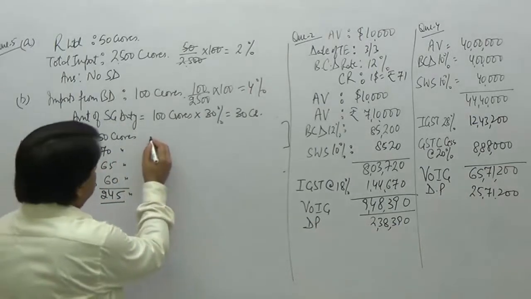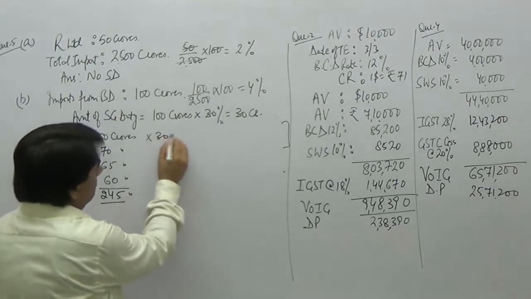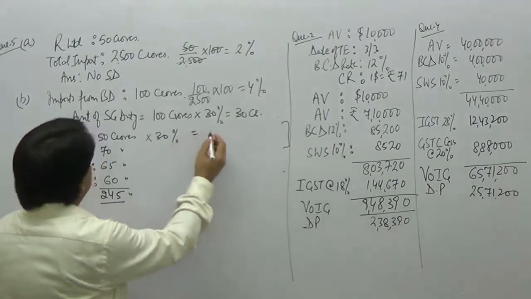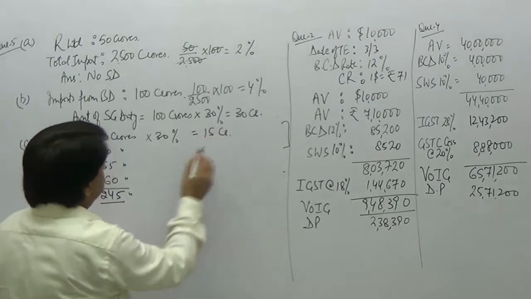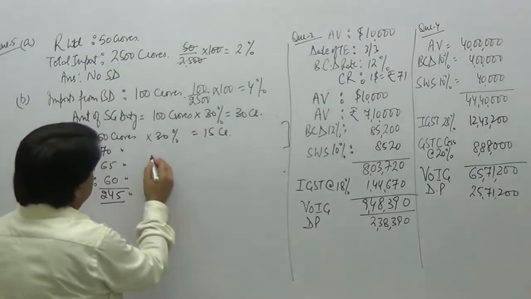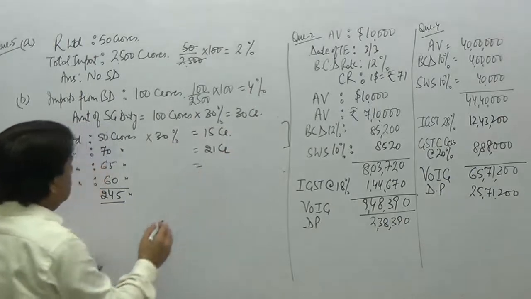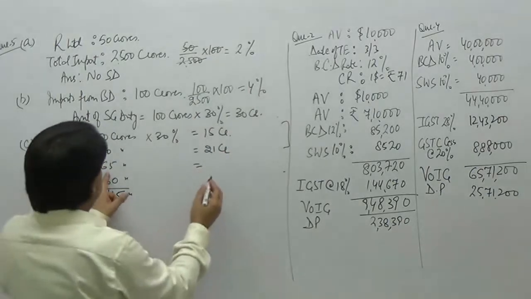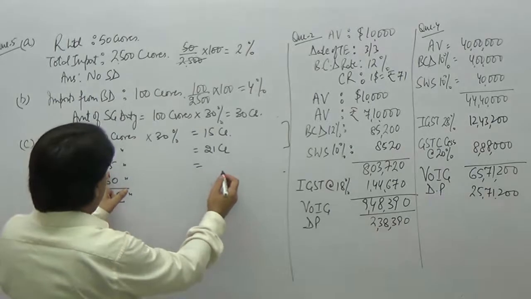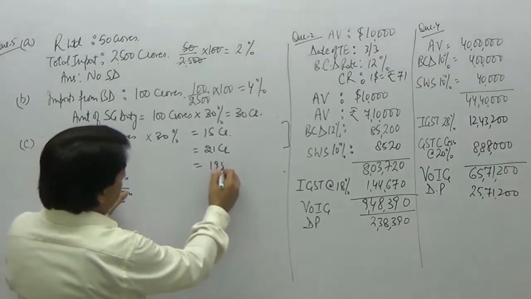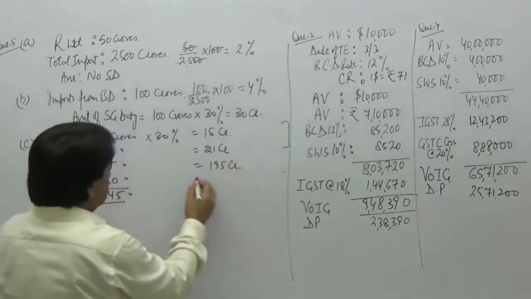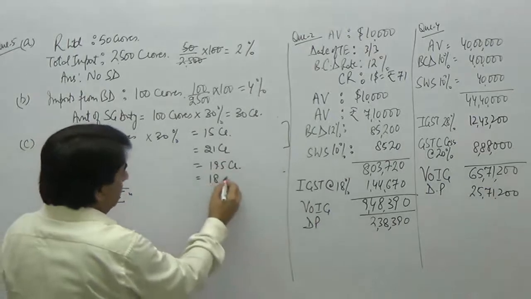R Limited would pay on 50 crores. The rate is 30%. It would be 15 crores. In this case, it would pay 21 crores. In this case, 30% of 65 crores would be 19.5 crores. And in the last case, 30% on 60 would be 18 crores.